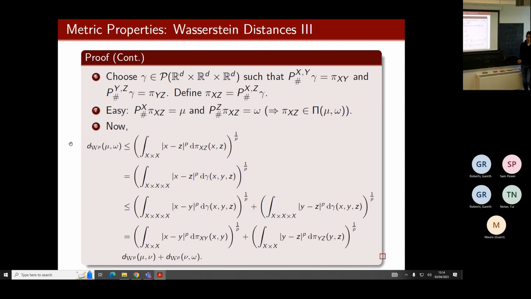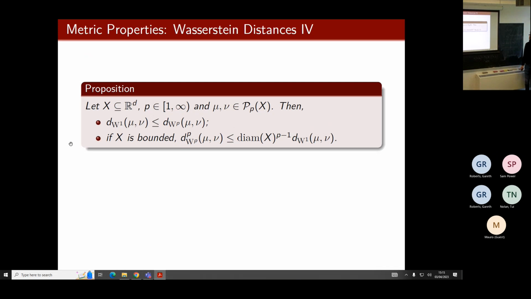Yeah, I could also do the same thing, right? I mean, I know that there's a minimizer, so I can assume it, but I could also just do this with an almost optimal plan as well if I didn't know that there was this minimizer, and yeah, same idea would go through.